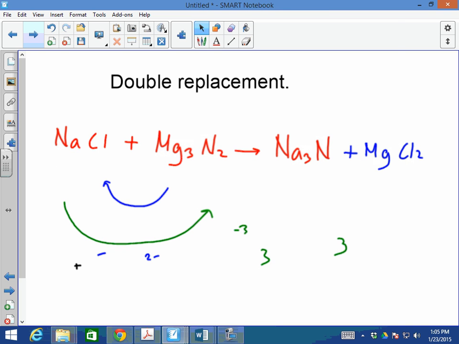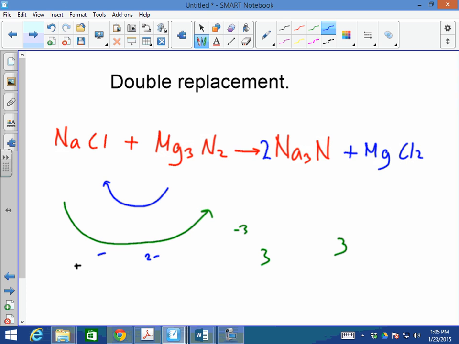Let's go from scratch. 1 Na on my left, 3 Na's on my right. Let's do that one last. It's just throwing us off. Nitrogens: I have 2 on my left, I have 1 on my right. Let's give that a try and see how we end up.